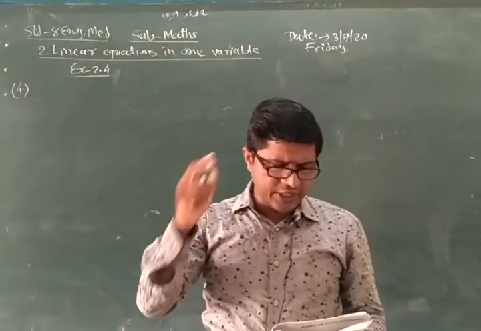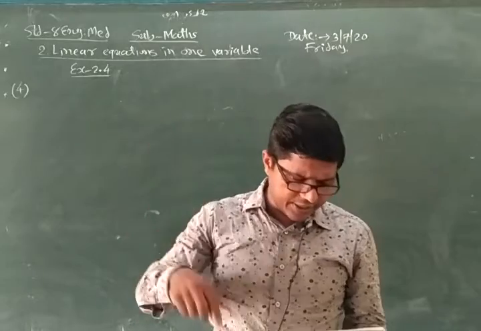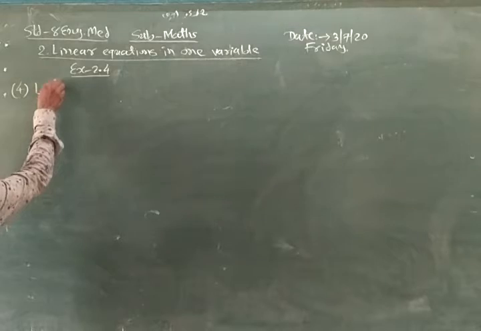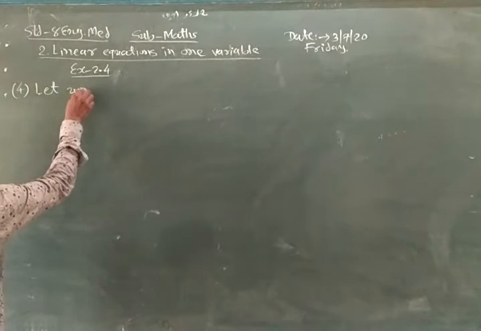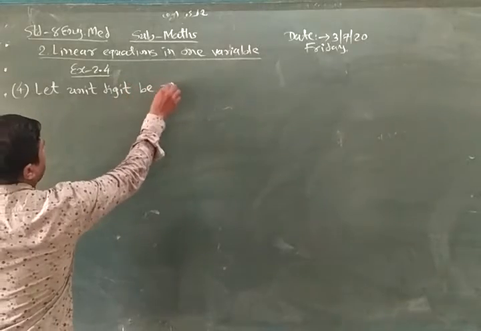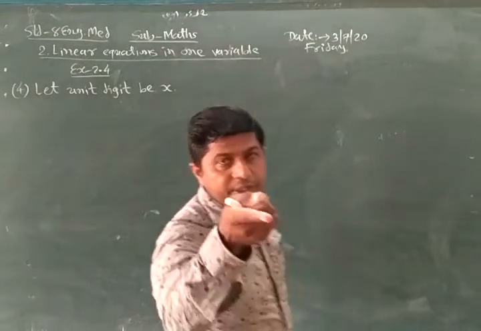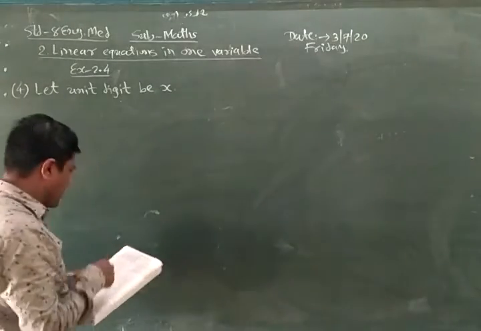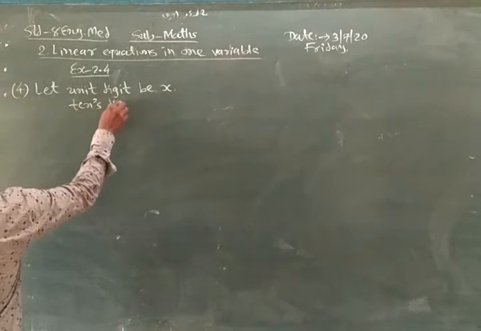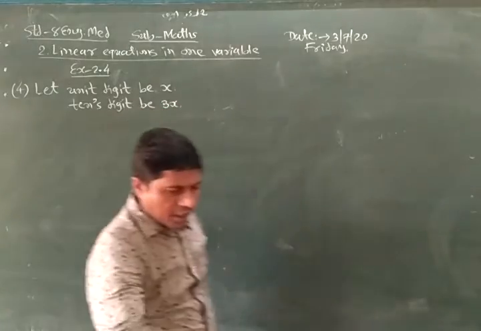One of the two digits of a two-digit number is 3 times the other digit. It means, first, let the unit digit be x. Now the second condition given is 3 times. It means the tens digit is given as 3 times, so 3x. 3 times means 3x.